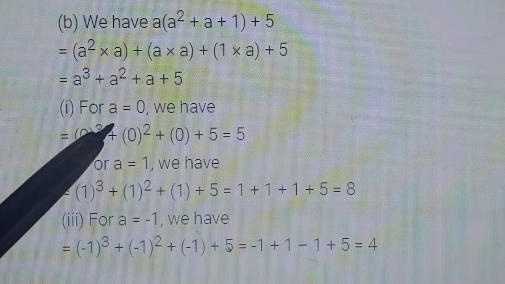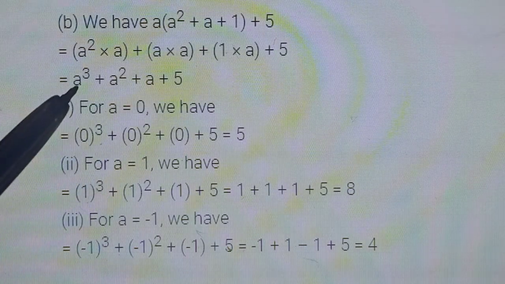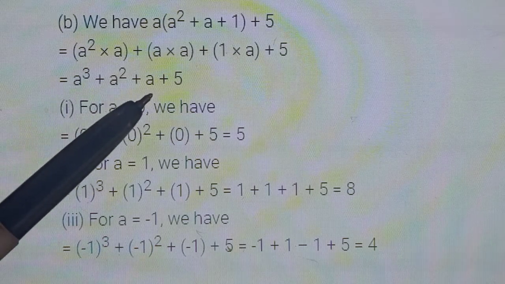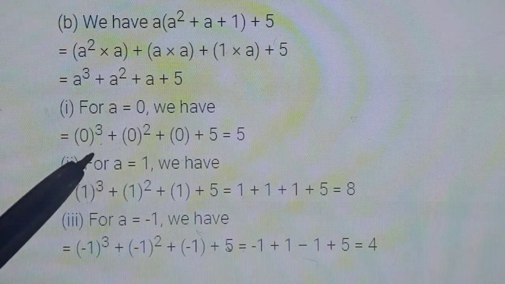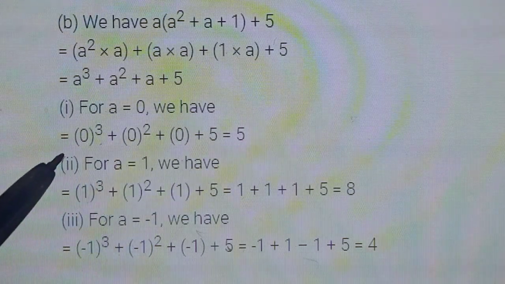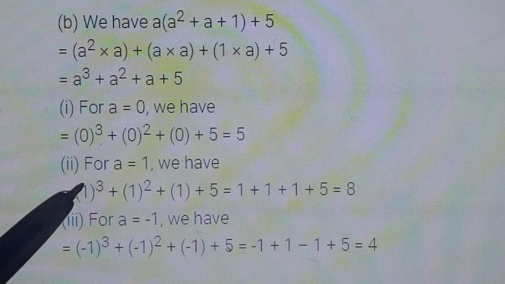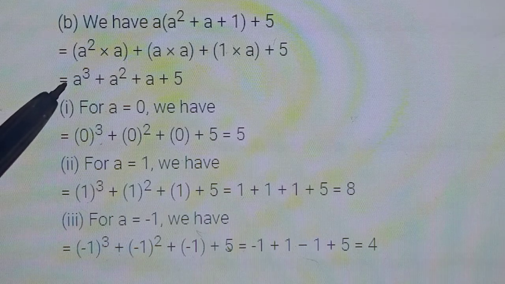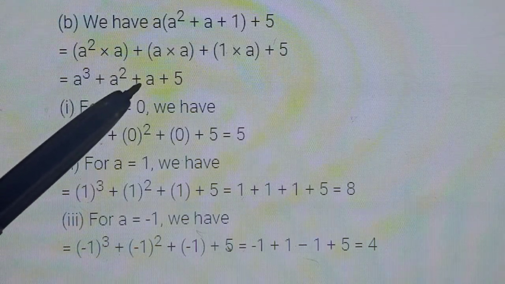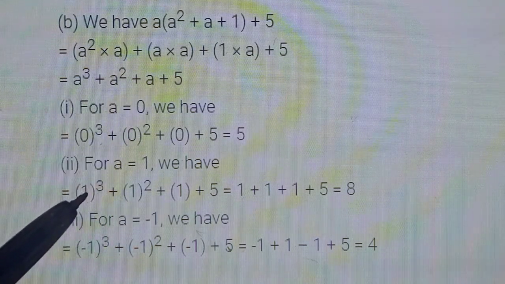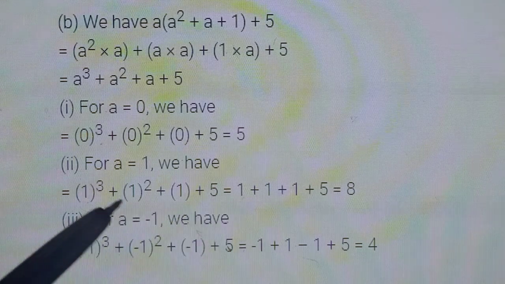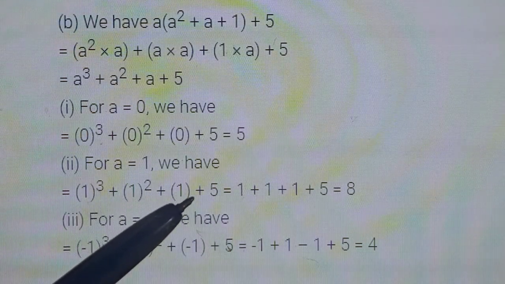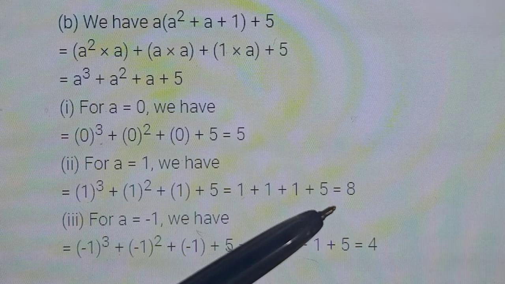Now evaluating, first they had asked to evaluate at a is equal to 0. So if you put 0, 0 to any power is always 0, so you'll be left with only 5. Everything else will become 0. Then if you put a as 1, then it was 1 cube plus 1 square plus 1 plus 5. So 1 to any power is always 1, so all these become 1 plus 1 plus 1 and plus a 5, that gives you 8.